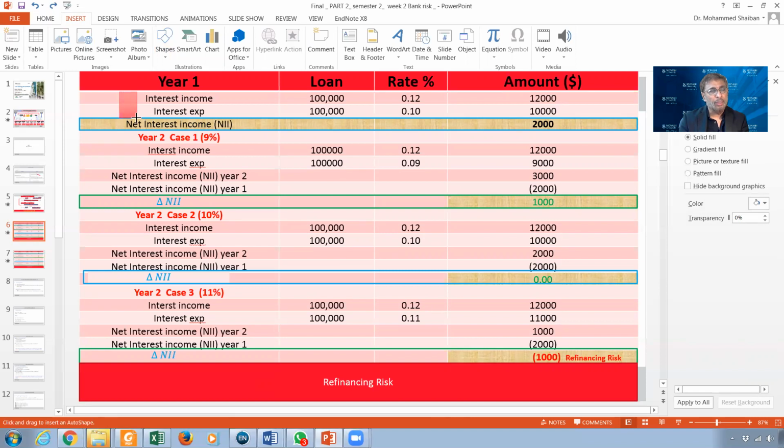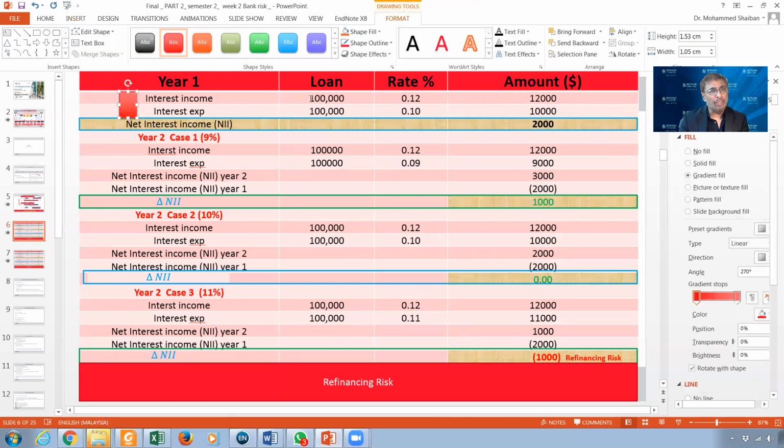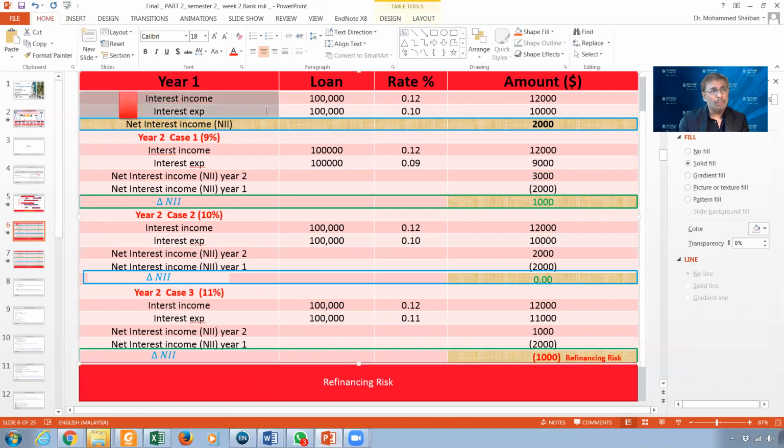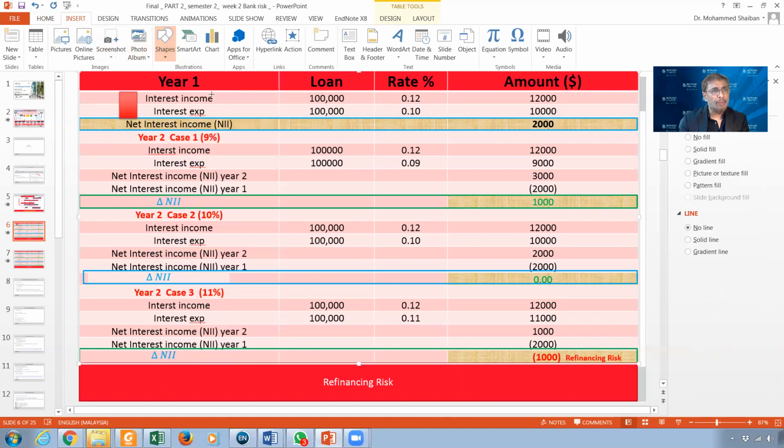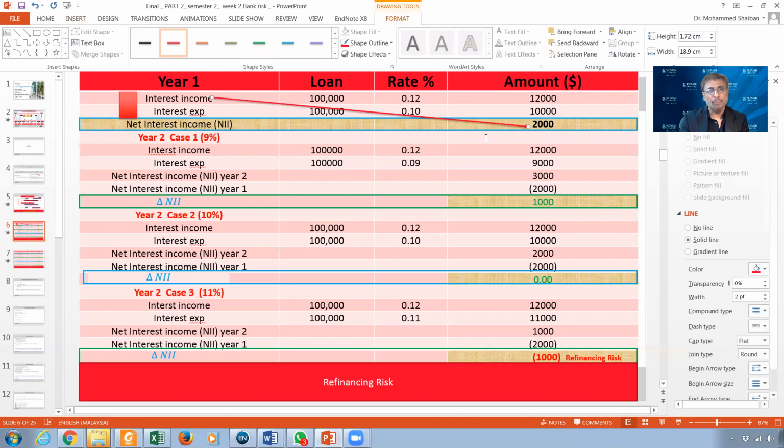Here is the current situation, which means I have interest income of 100 million and I have interest expenses. I have 1 million, the loan is 100 million, which is the same thing. All of this is the same: 1 million, 100 million, 100 million. This is for year one, no problem. Which means in year one, I got 2 million, and I'm happy with that.